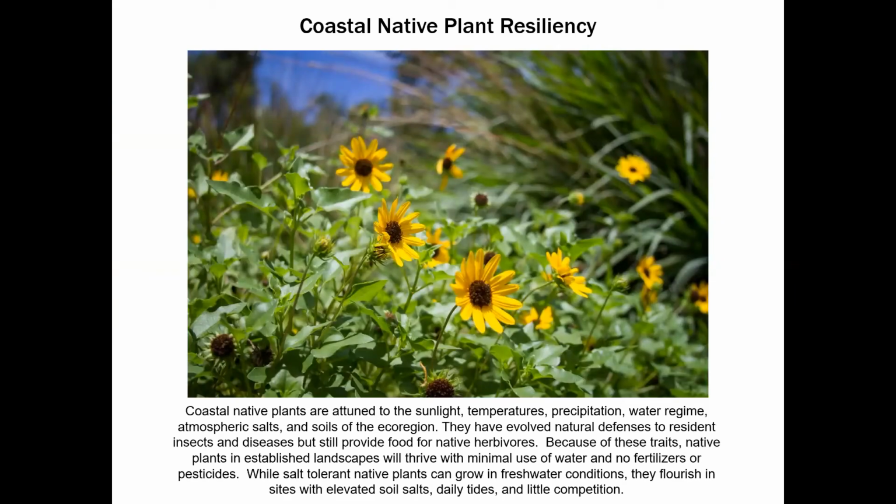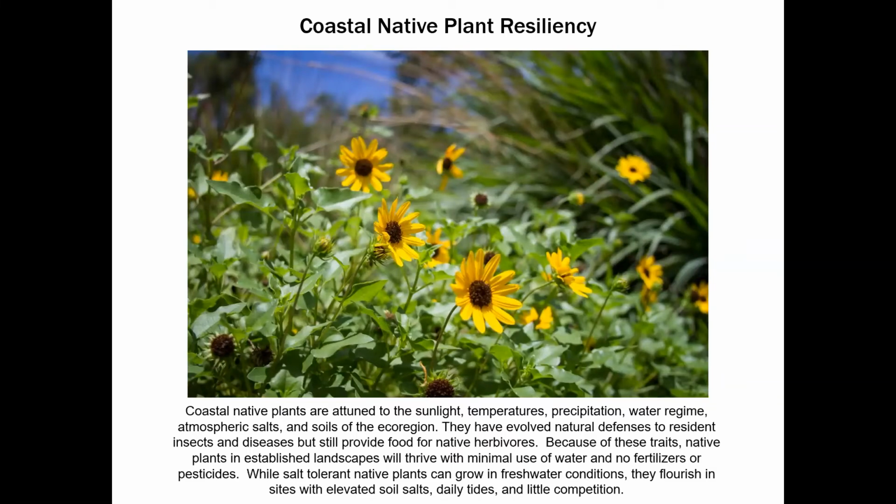Now, when we talk about native plants and coastal native plants specifically, they are attuned to the sunlight, the extremes in temperatures, how much rainfall we get, the water regimes, how much salt's in the atmospheric air, and the soils. And they've also evolved over thousands of years to provide natural defenses to our native resident insects and diseases.